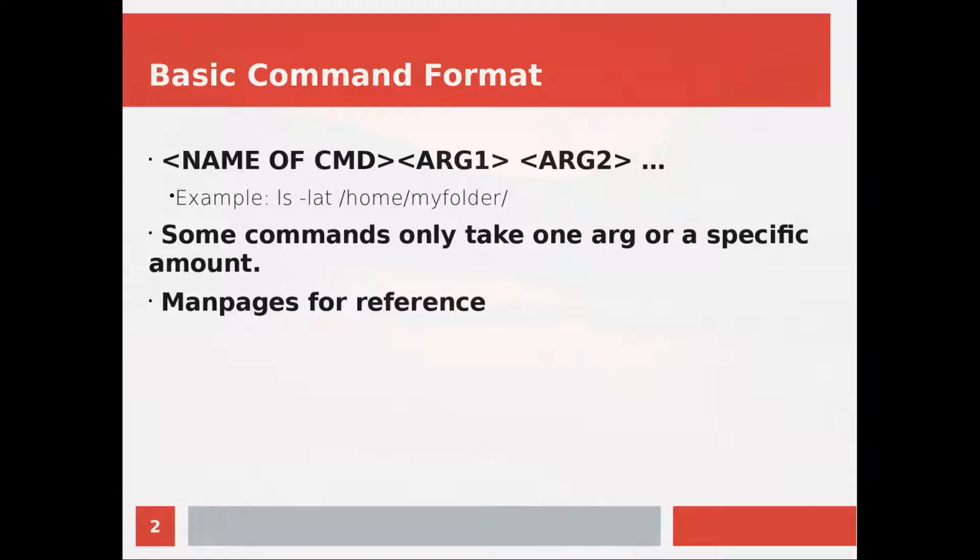But it takes arguments too. For example, ls -la /home/my folder. It takes 2 arguments there. The first allows you to view it in listing format and list all the things, and the t is an additional argument we'll cover later. The second argument we provided was /home/my folder, which means we can go and list the contents of that folder. Again, some commands may only take 1 argument, or they may only take a specific amount.